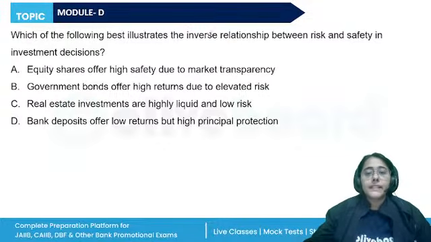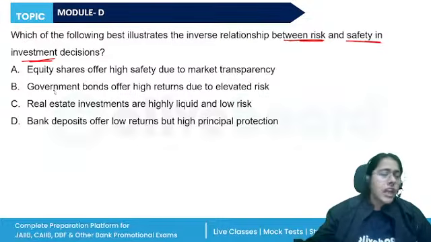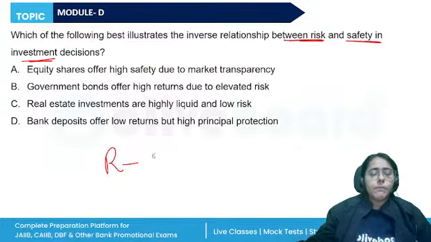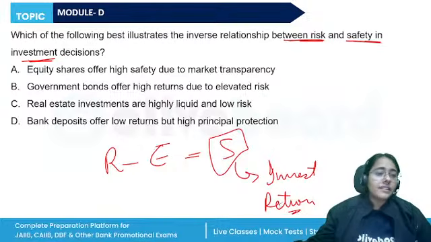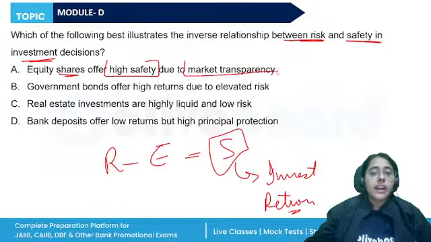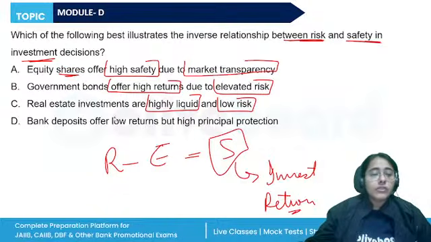Which of the following best illustrates the inverse relationship between risk and safety in investment decision? What is investment? Revenue minus expenditure. Whatever is left is saving. That saving we are going to invest to generate returns in the future. So what is the relationship between risk and safety? Equity shares, they offer high safety due to market transparency. Government bonds offer high returns due to elevated risk. Real estate investments are highly liquid and low risk. Bank deposits offer low returns but high principal protection.